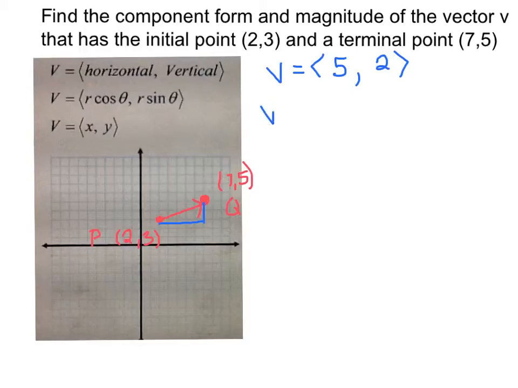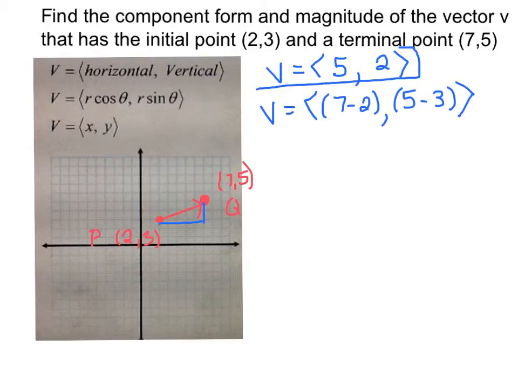So what I'm looking for to do it mathematically is we're taking the terminal x value and subtract the initial x value to find the distance between the two. And then the terminal y value, subtract the initial y value to find the distance. Therefore, my component vector is right here.